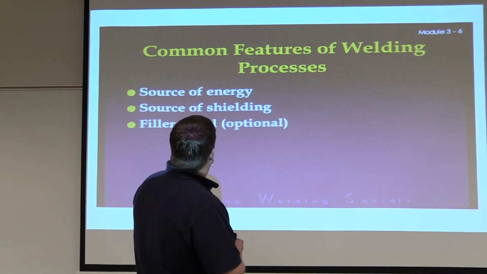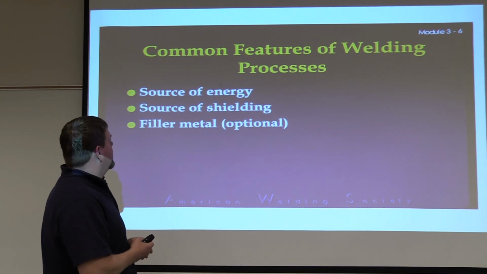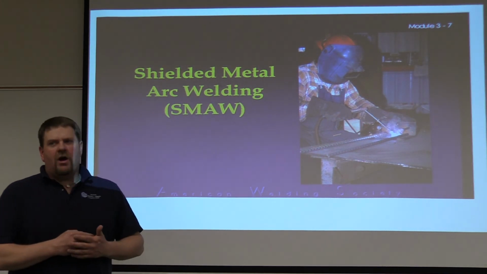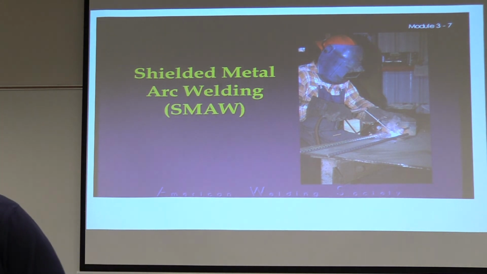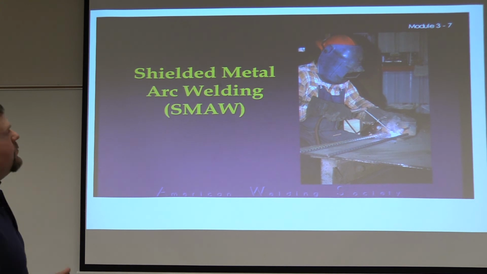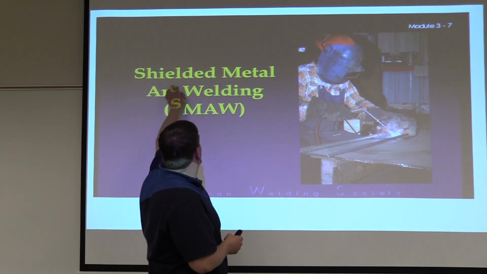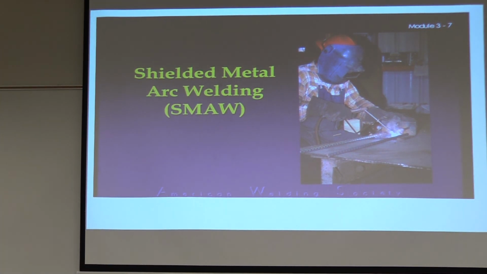Common features of welding processes: the source of energy, source of shielding, filler metal, so forth. We're going to start out with SMAW, commonly referred to as stick welding. Okay, we do have an electrode, a stick electrode that we use in there. But the technical terminology for it is shielded metal arc welding. Naturally, we know it's an arc welding process. We can go from there.